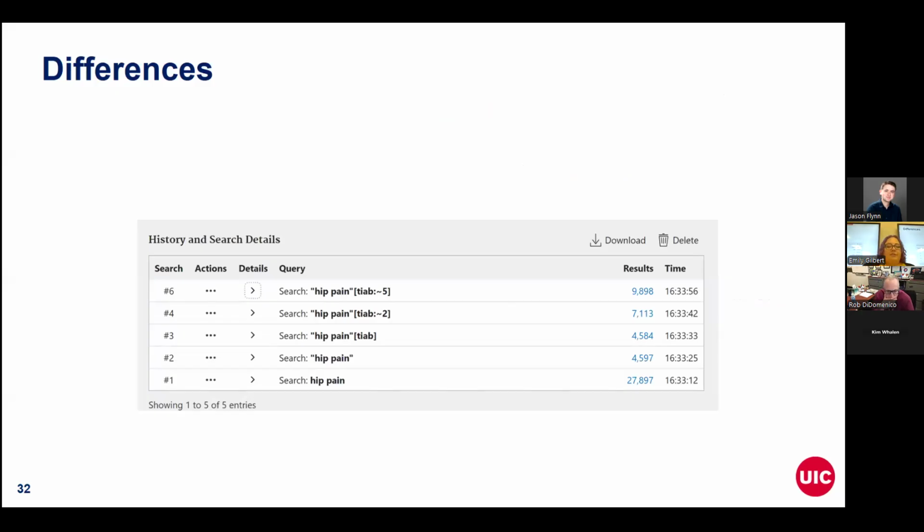So here are some differences. If we search hip pain without the quotation marks, hip pain with quotation marks, and hip pain with quotation marks in title and abstract, and then you see the difference with 2 words in between and with 5 words in between. It really will take some trial and error because it could be pain in the hip, or it could be pain in the leg and hip. So these are just some scenarios that can happen.